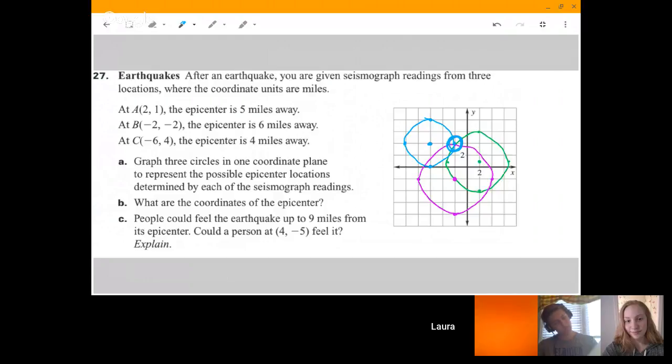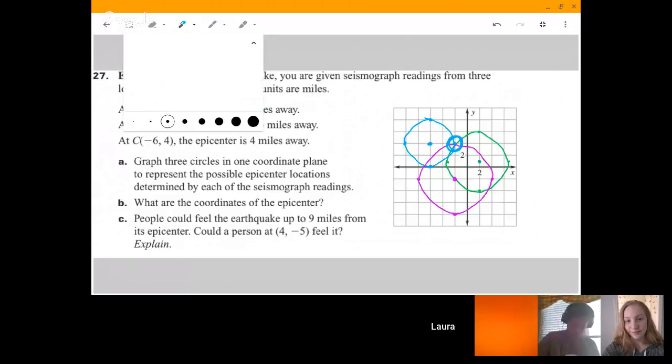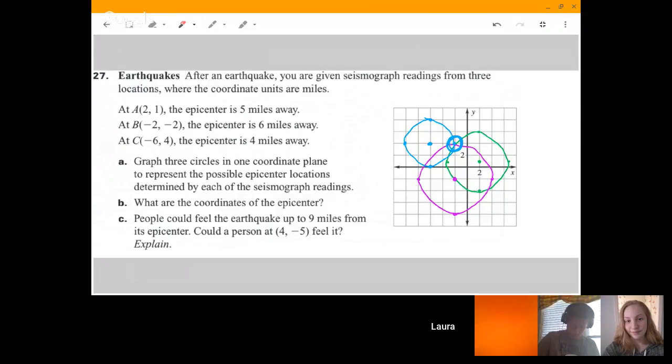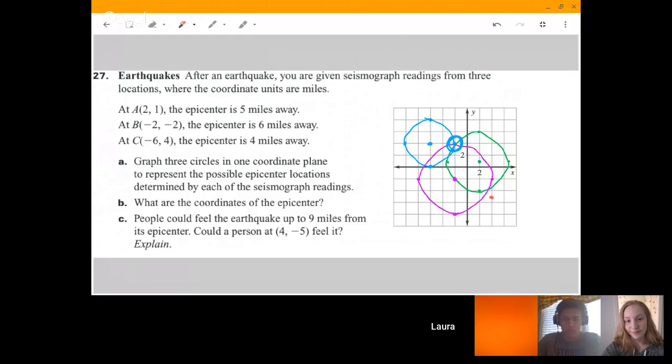And then people could feel the earthquake for up to 9 miles from its epicenter. Could a person at 4, -5 feel it? So let's see. Up to 9 miles from the epicenter. So how could you tell if they could feel it or not? Distance formula? Yeah, there you go. You do the distance from here to here.